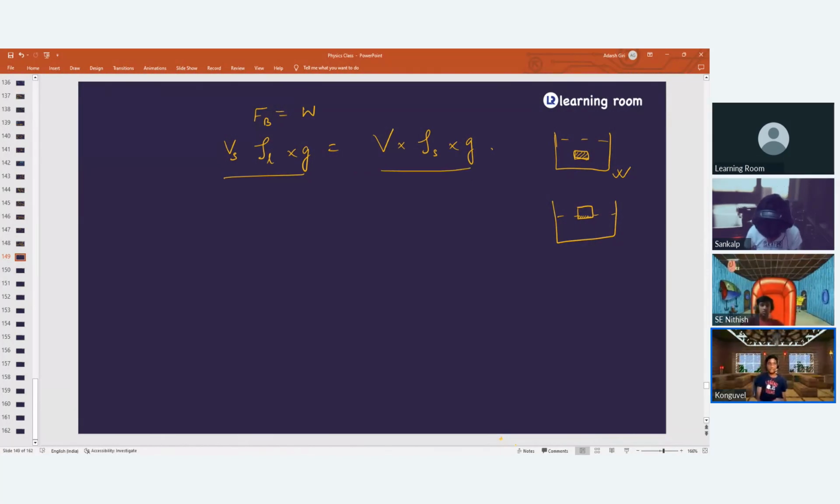The volume of substance times the density of the liquid times gravity equals the force of buoyancy. What's the volume? The total volume of the solid. Volume of solid times density of liquid times gravity is the force of buoyancy. No, the density of the liquid, okay. And then it is the total volume of the body. Now understood?